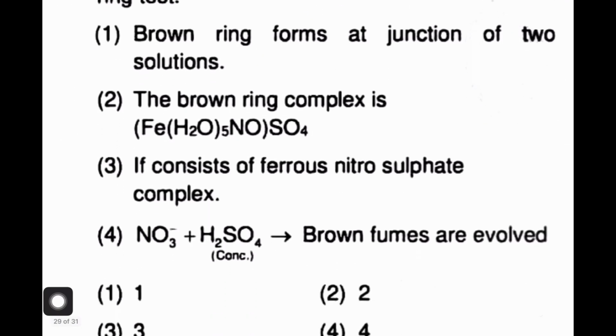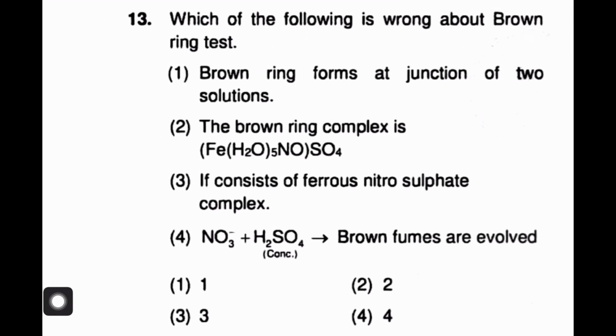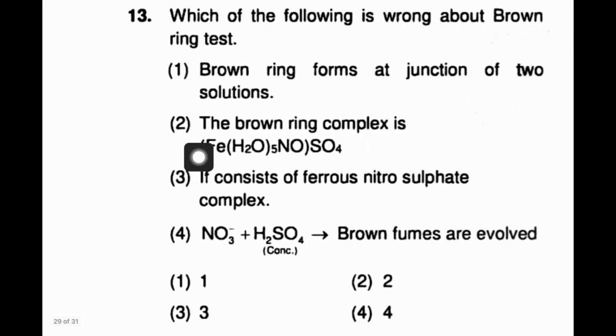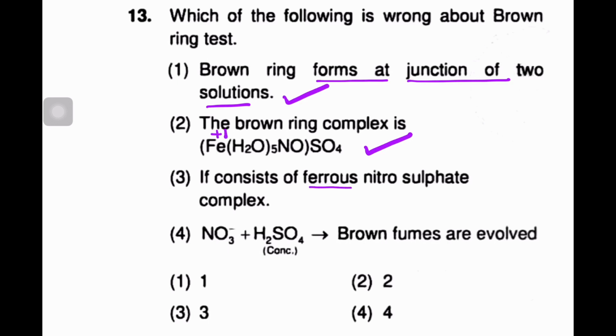Now let's see the next one. Question is, which of the following is wrong about the brown ring test? Okay, so the brown ring forms at the junction of the two solutions. This is a correct statement. The brown ring complex is this one, [Fe(H2O)5NO]SO4. That is also true, where the iron oxidation state is +1. It consists of ferrous nitrosulfate. That is wrong. Ferrous means iron is +2, but here it is iron +1. That's why there is some mistake.